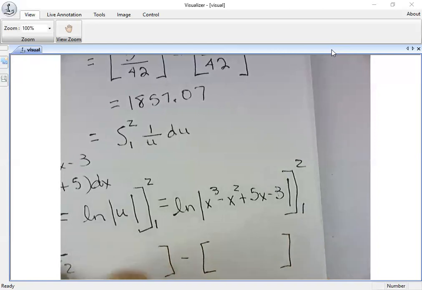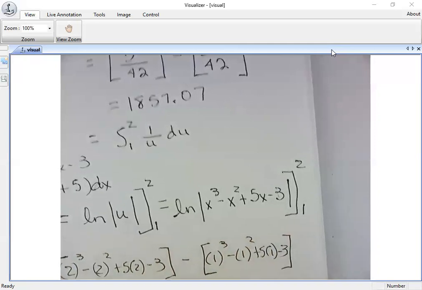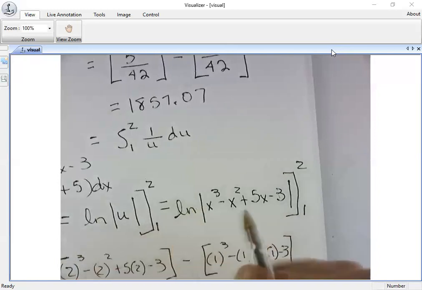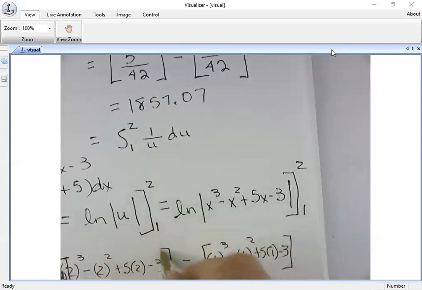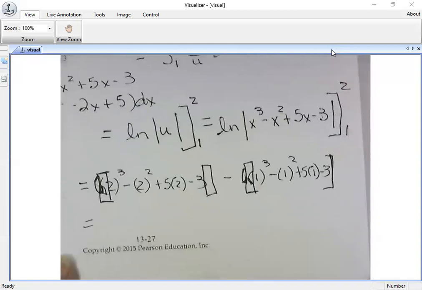And now we'll put in these values for x. So the first one, x is 2. Second one, x is 1. All right. And you know what? I left off my natural log. I've got to fix that. So this is going to be the natural log of all of that, and this is going to be the natural log of all of that. Very important that I have the natural log on there, otherwise this won't be right.